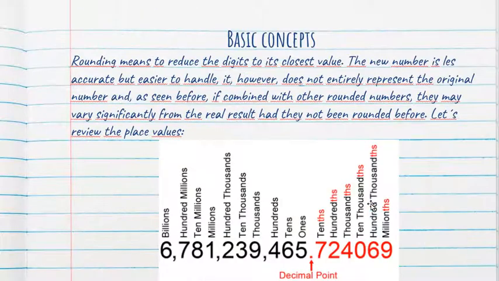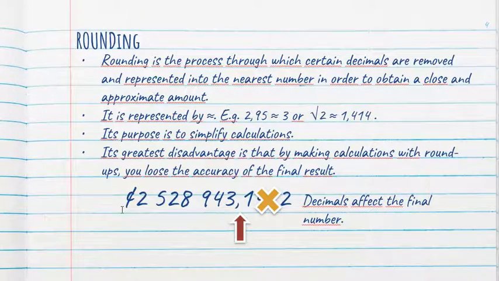Let's take a look at this example I put here. 2,528,943.1492. Okay? The decimals affect the final number. Now, if I scratch the last 3, then it just becomes a number with 1 decimal. Okay?